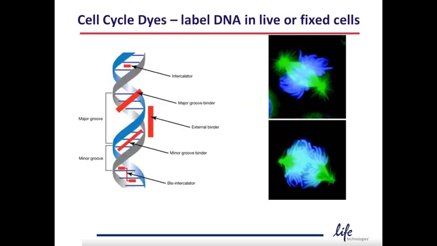And we can do this using a variety of different DNA dyes. And those DNA dyes can be used to label DNA in either live or fixed cells. And they have various different binding modalities. We have some dyes that bind to the major groove of the DNA, some that bind to the minor groove. We've got some that intercalate in between the base pairs, and then even some that are just external binders. But really the point being that there are many choices for DNA binding dyes, and they can be used both in live and fixed cells.